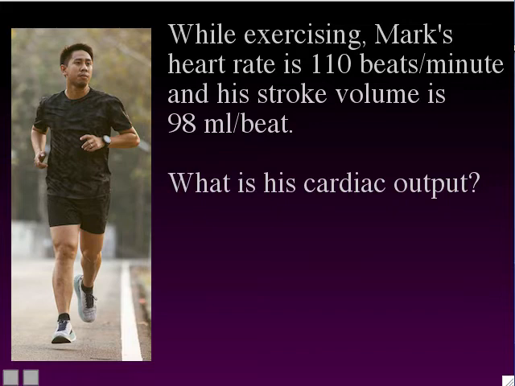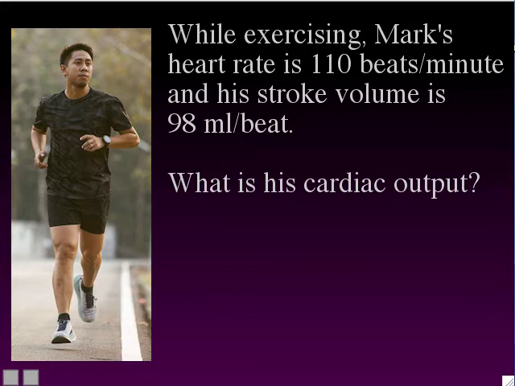And how does the body increase the cardiac output? Your body can change the cardiac output by adjusting the heart rate, like increasing the heart rate, or it can adjust the cardiac output by increasing the stroke volume, or oftentimes it can do both. The cardiac output can be adjusted by the body changing the heart rate and the stroke volume.